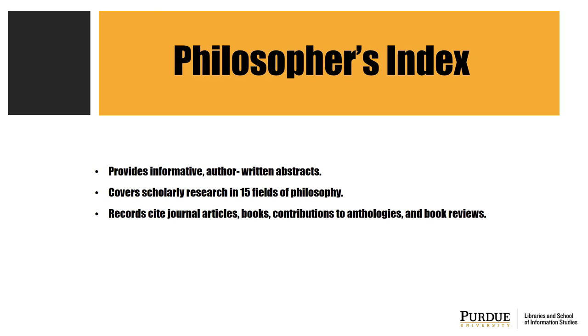You may wonder why you should use the Philosopher's Index Database. This database is an Ovid resource which provides informative author-written abstracts covering scholarly research in 15 fields of philosophy, published in journals and books since 1940. Records cite journal articles, books, contributions to anthologies, and book reviews.